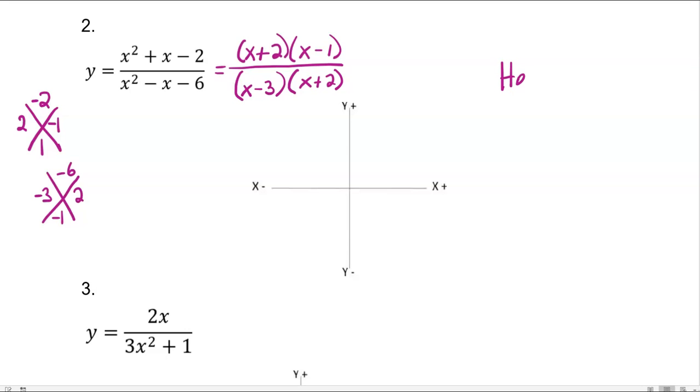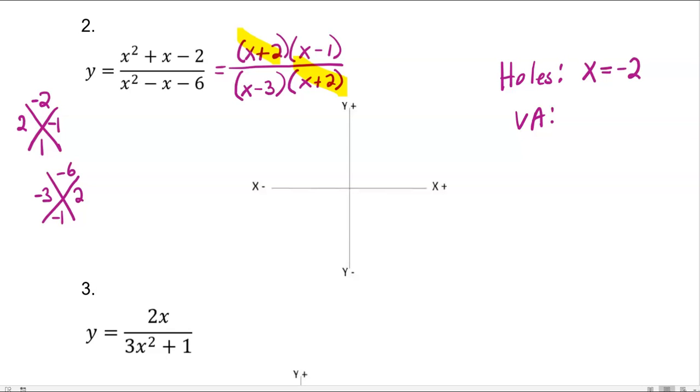So now I want to look for holes and for vertical asymptotes. The first thing I do is figure out, is there something I want to cancel out? And yes, in this case, I want to cancel out the x plus 2's. So what would make that piece 0? A negative 2. That means I have a hole at x equals negative 2.